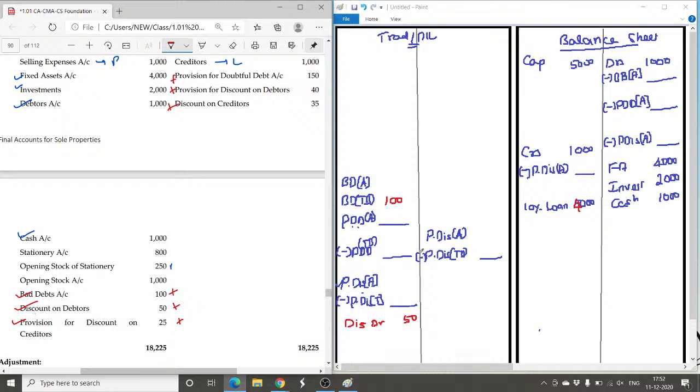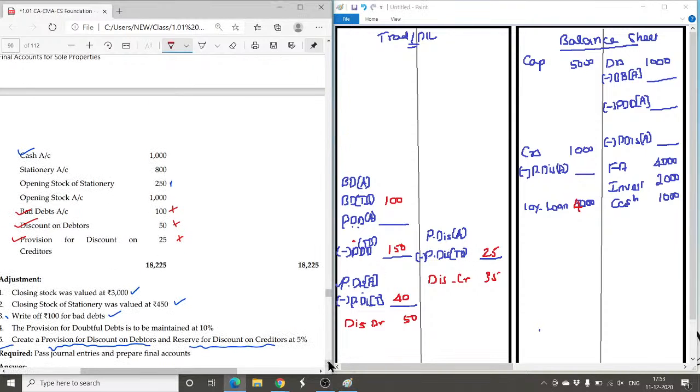Provision for discount on creditors, already we have posted here. Provision for discount on creditors 25. Okay, and similarly here, provision for doubtful debts 150. Provision for doubtful debts given in the trial balance. So PDD in the trial balance, this one, the value being 150. And then provision for discount on debtors 40 in the trial balance, here is 40. And discount on creditors 35. That should come only in the credit side. Discount on creditors. Is it okay? 35. If we are getting the discount from the creditors, then we are pretty happy, should be credited. Right. This component you have to carefully understand.